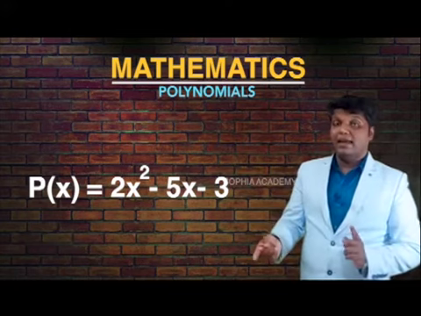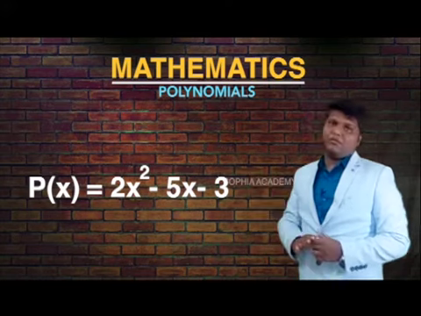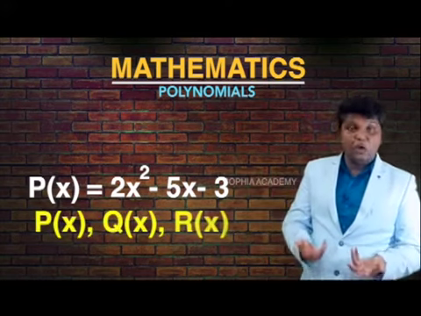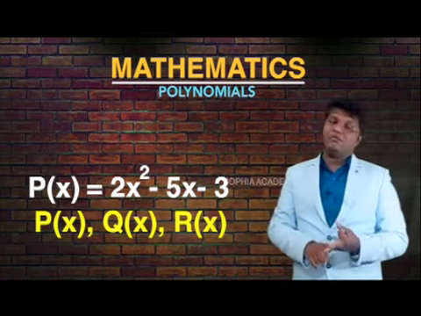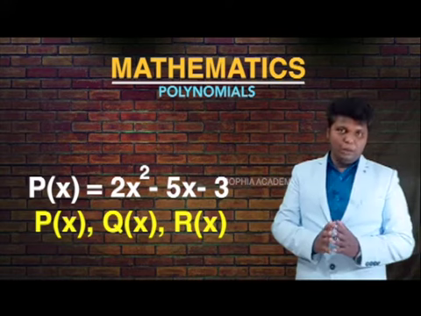If it is p of y, that means all the variables will be of y. Here you can see all the variables are of x, so we can say it is p of x, or we can represent it as q of x or r of x. These are the general things, p of x, q of x, r of x. These are the normal things which we use to represent any given polynomial.